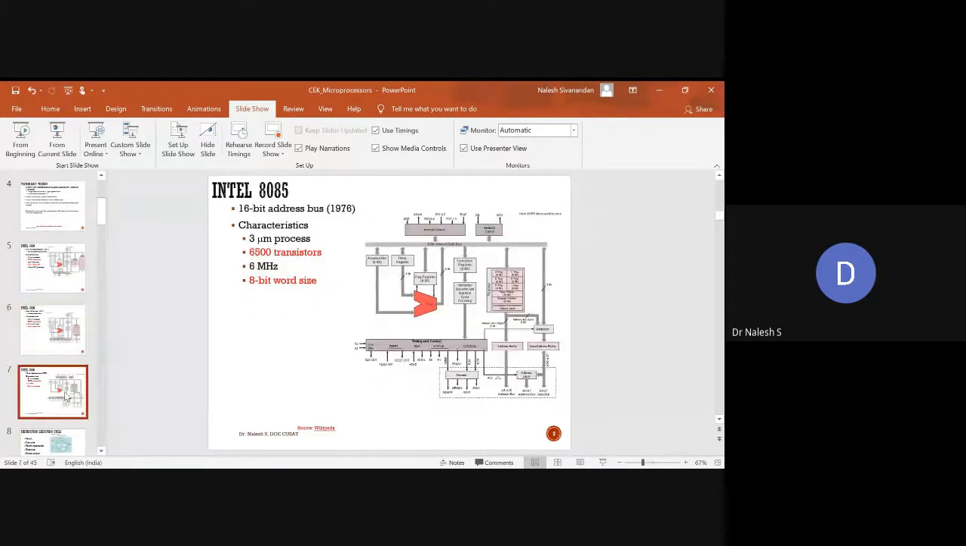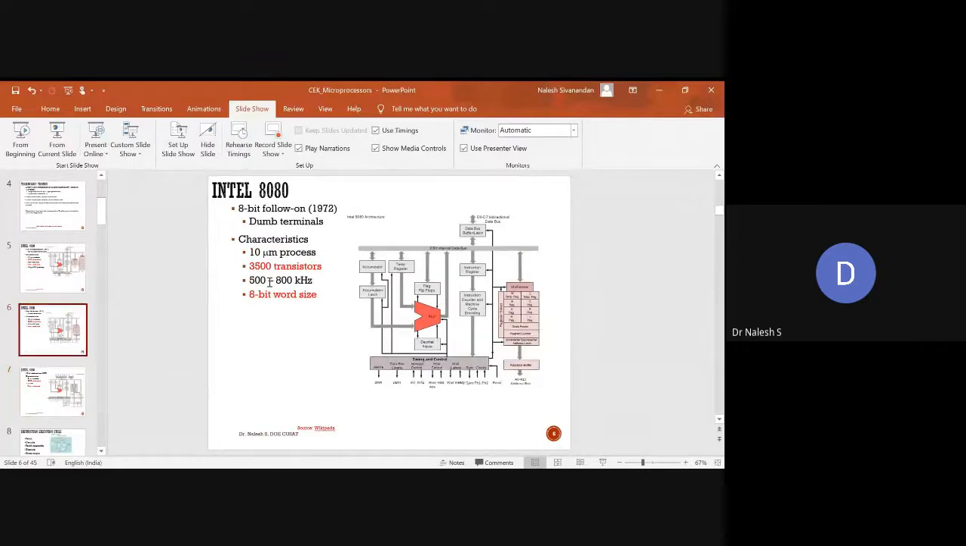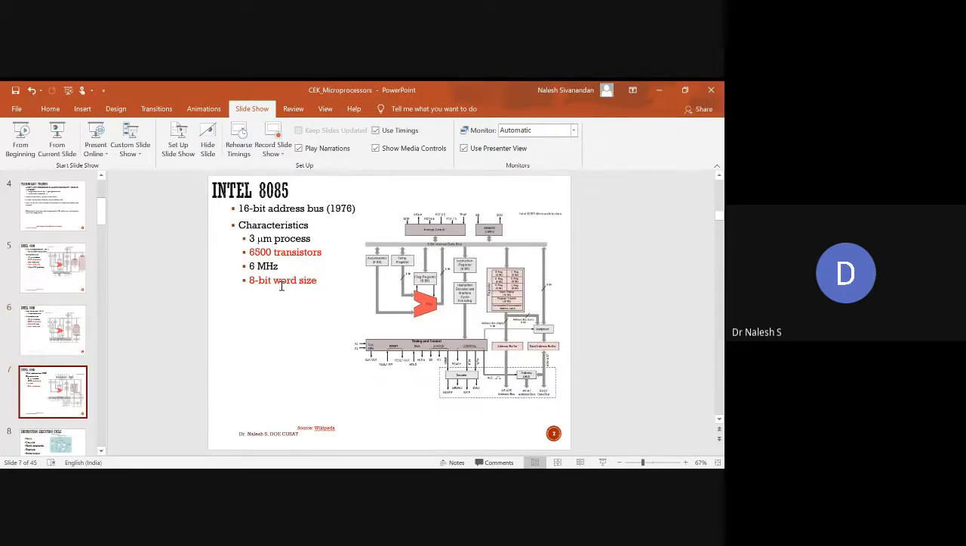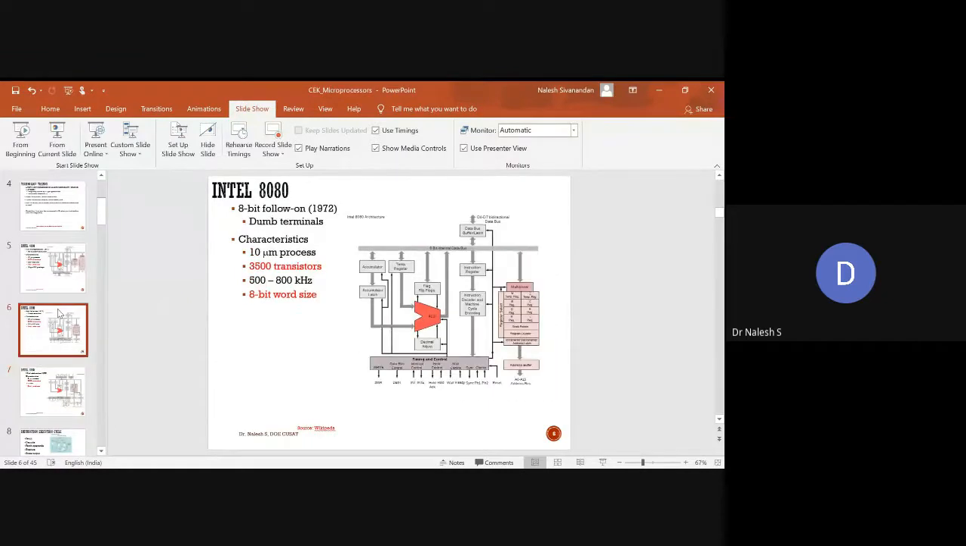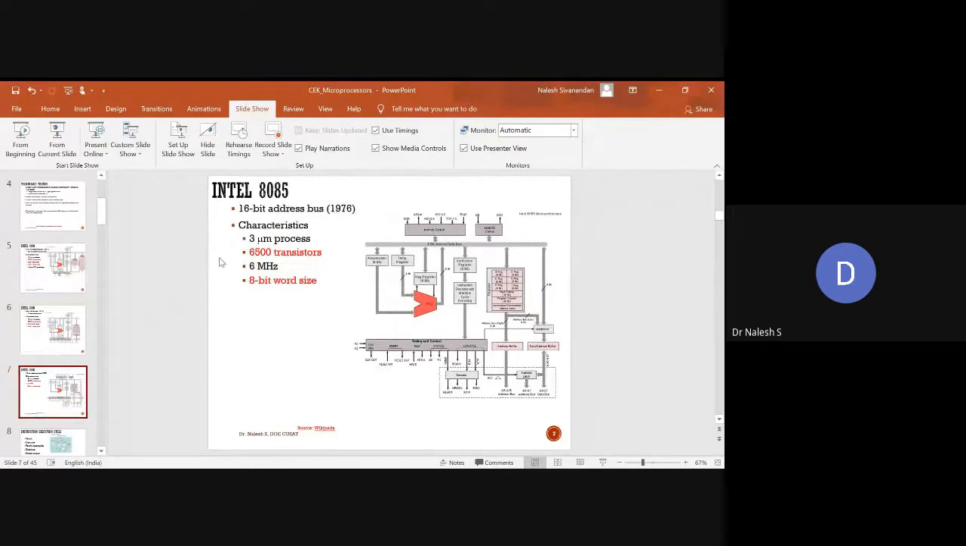In 8085, they were using 3 micrometer, and the frequency, if you see, it is 500 to 800 kilohertz, so less than 1 megahertz for 8080, but for 8085, it is 6 megahertz. So you have around 6 times increase in speed. This is not just the next technology, because I have skipped some in between processes. So this 8080 was in 72, 8085 is in 76.